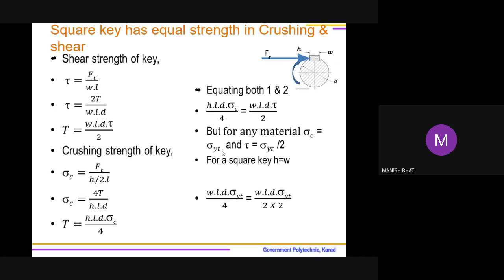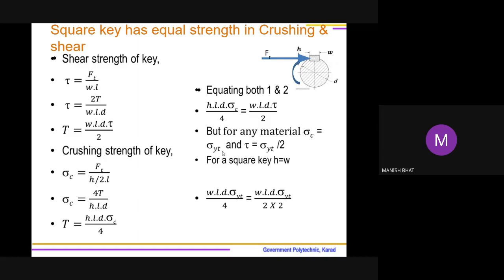So W L D sigma c is replaced by sigma yt upon 4, as it is equal to again W L D sigma yt upon 2, and tau is sigma yt upon 2. So 2 multiplied by 2. So we will find that both left hand and right hand are same, which indicates that when key has square cross section, its shear strength and its crushing strength is same.